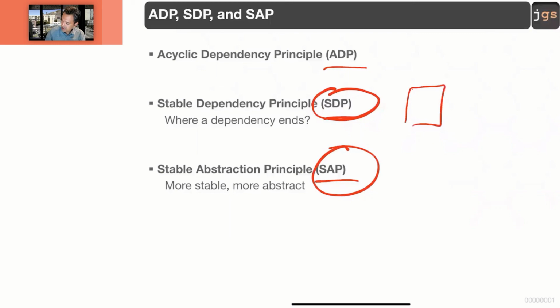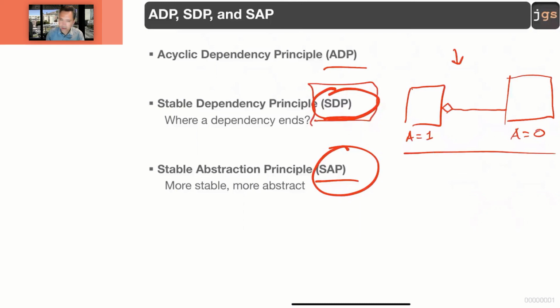If I have a class and this class has abstraction 1, and I have another, and I create a connection, like I have a variable here, there, according to the stable dependency principle, this is scenario A, B, good or bad? What is the principle telling me?